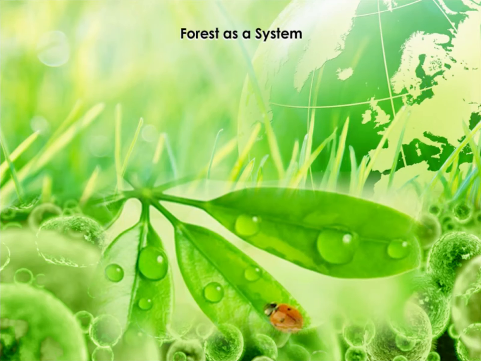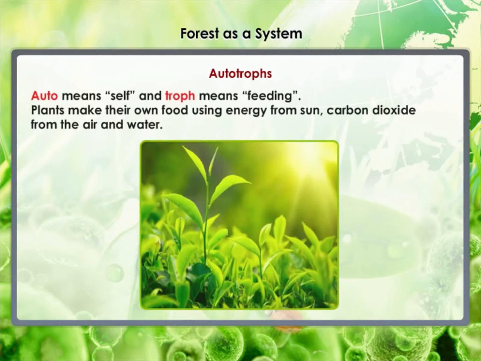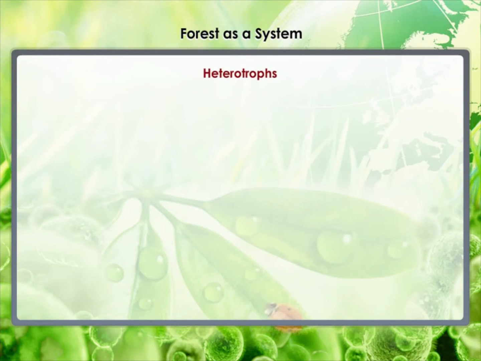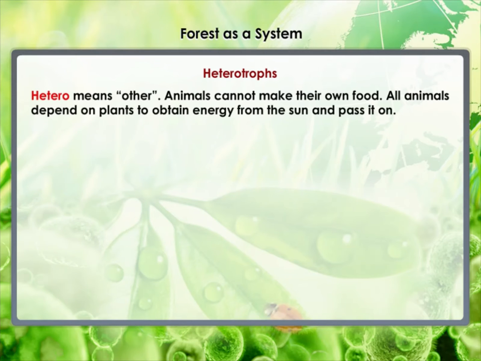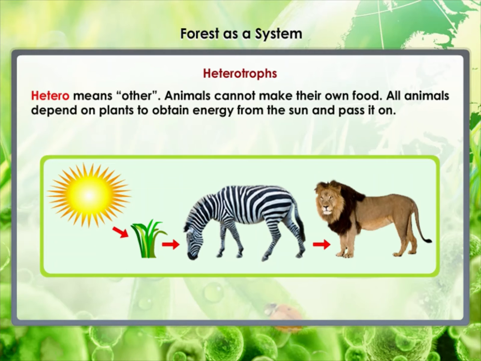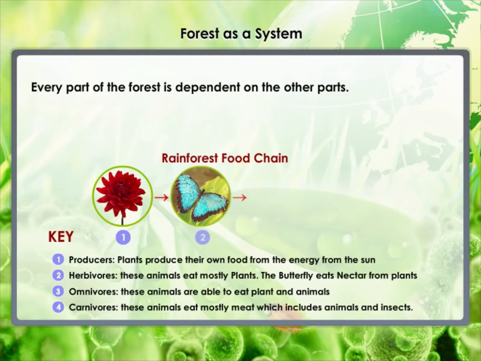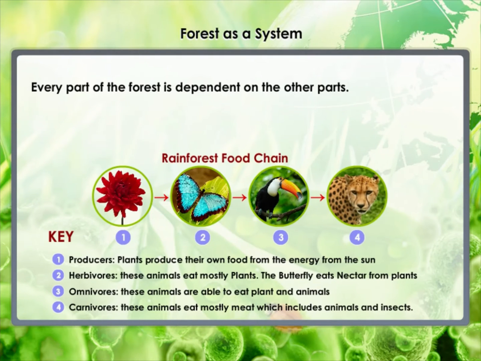Forest as a system. Autotrophs. Auto means self and troph means feeding. Plants make their own food using energy from sun, carbon dioxide from the air and water. Heterotrophs. Hetero means other. Animals cannot make their own food. All animals depend on plants to trap energy from the sun and pass it on. Every part of the forest is dependent on the other parts.